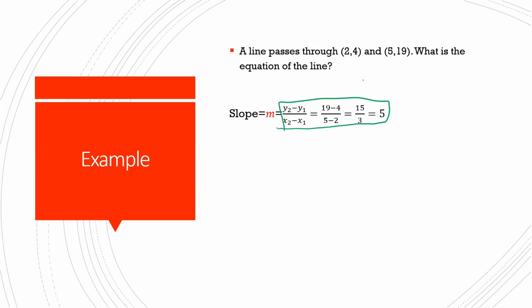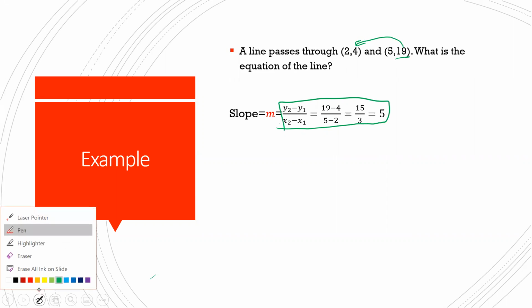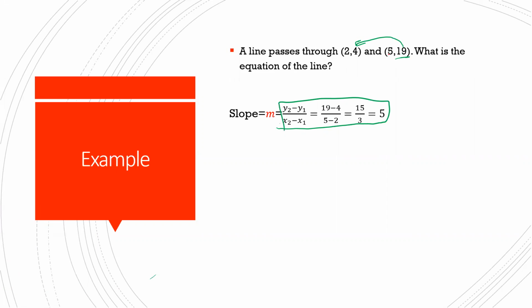So going through the steps here, I am going to take 19, this y coordinate, and subtract off the first y coordinate there. And then I'm going to take the difference between my x coordinates, so this x coordinate minus the first x coordinate. So 19 minus 4 is 15, and 5 minus 2 is 3. Then 15 divided by 3 gives me 5. So that's my slope.